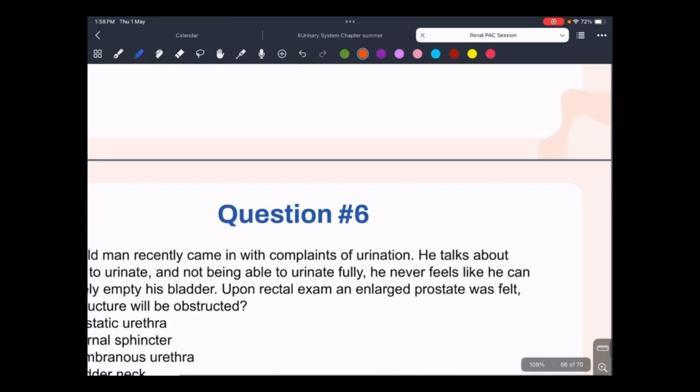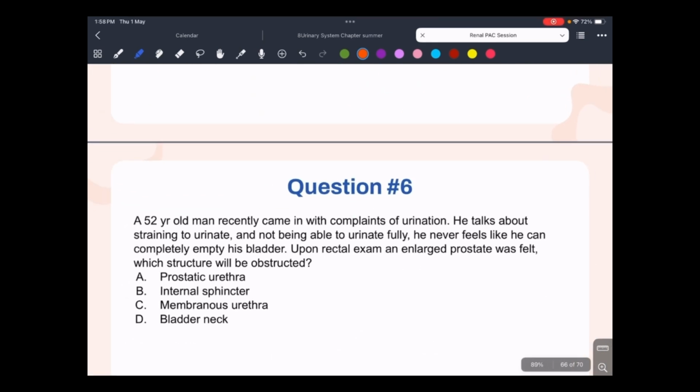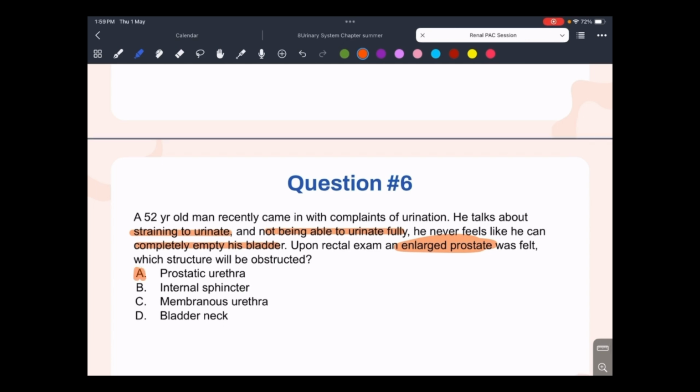All right. Question 6. A 52-year-old man recently came in with complaints of urination. He talks about straining to urinate, not being able to urinate fully, and he never feels like he can completely empty his bladder. Upon rectal exam, an enlarged prostate was felt. Which structure will be obstructed? The prostatic urethra, of course, right? We have nothing to do with the sphincter. Membranous urethra is not related to the prostate, and the bladder neck is above it. It's not going to obstruct it more than it will obstruct the prostatic urethra itself.